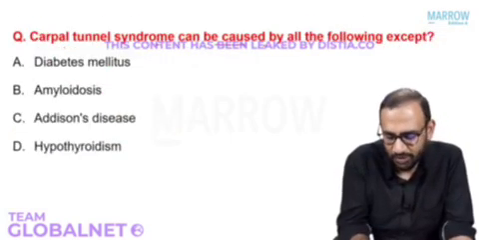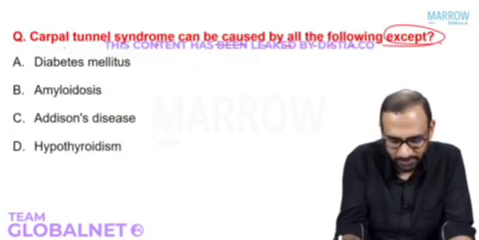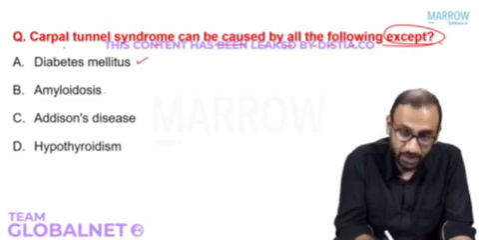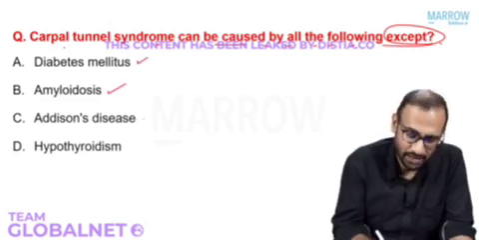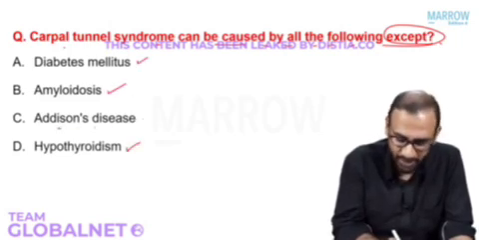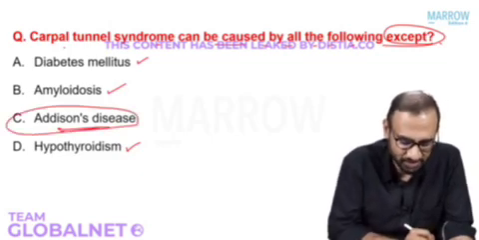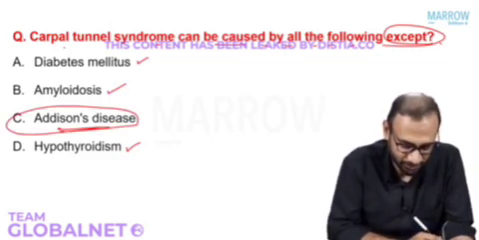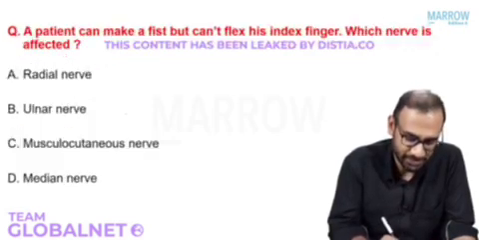Carpal tunnel syndrome can be caused by all of the following except diabetes mellitus, yes. Amyloidosis, yes. Addison's, I don't know. Hypothyroidism, yes. Not Addison's, definitely not Addison's. Addison's basically causes hypotension. It doesn't cause a carpal tunnel syndrome. So the correct answer here is C, Addison's disease.